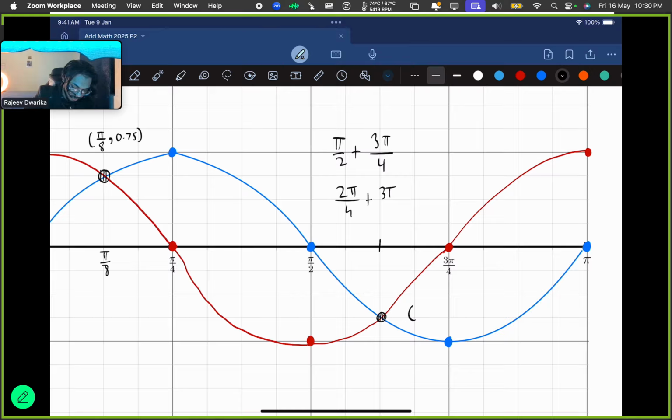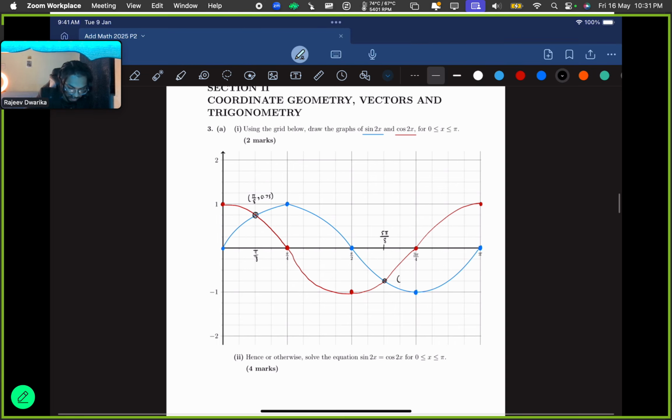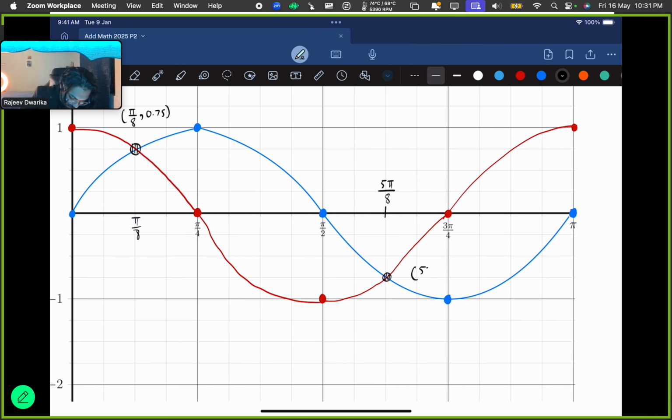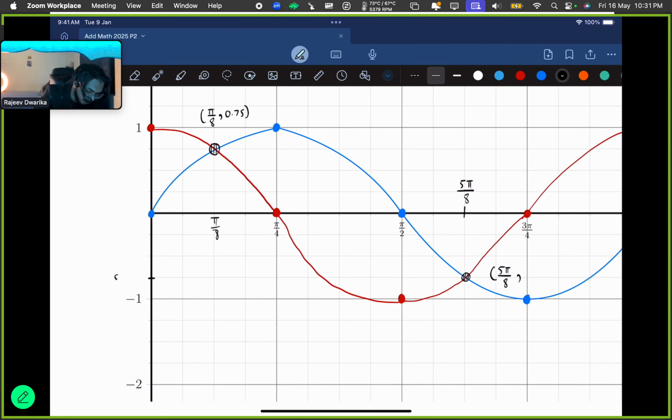Yes, the half is the difference. And so 5 pi over 4, I would just multiply that by a half, which gives 5 pi over 8. So this would be 5 pi over 8. And again, this looks like it could be minus 0.75, and this could be 0.75.